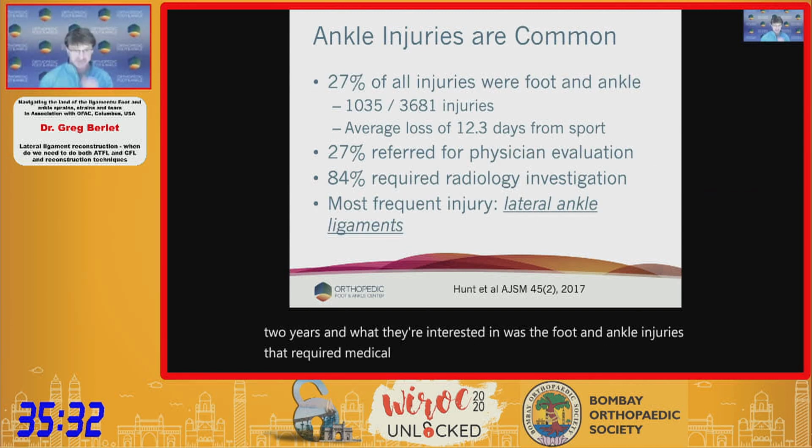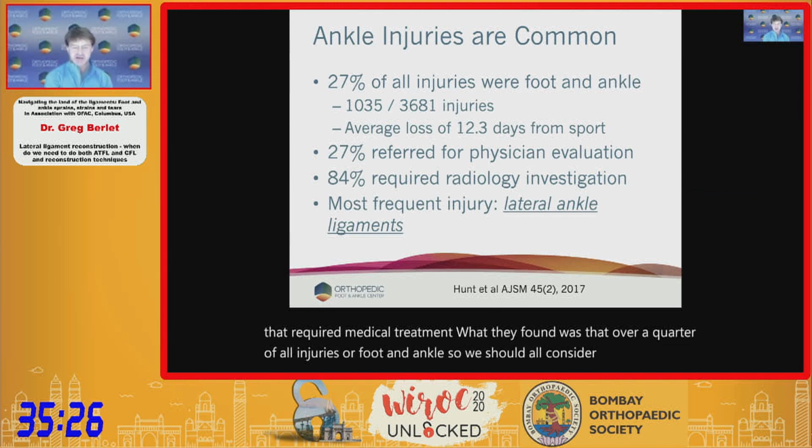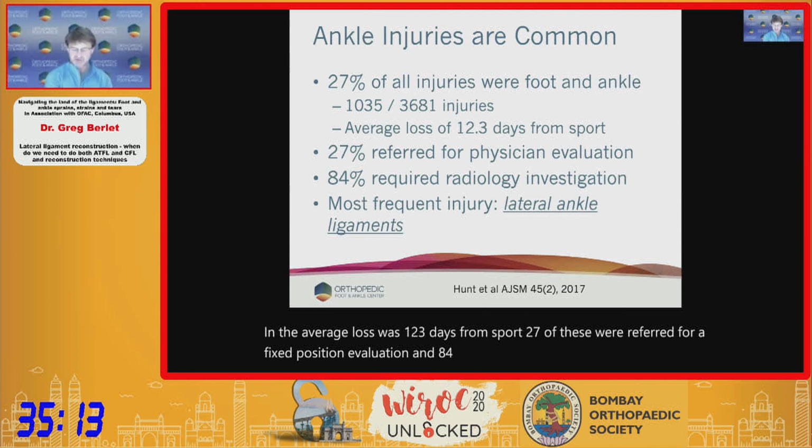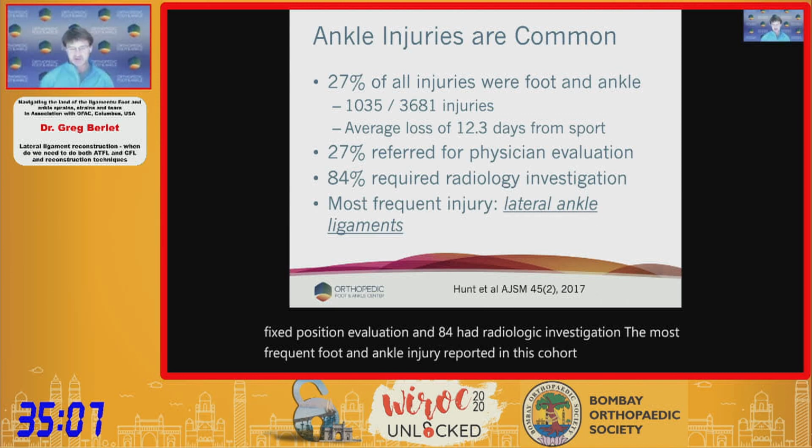What they found was that over a quarter of all injuries were foot and ankle. So we should all consider that job security. The average loss was 12.3 days from sport. 27% of these were referred for a physician evaluation, and 84% had radiologic investigation. The most frequent foot and ankle injury reported in this cohort was lateral ankle ligaments.